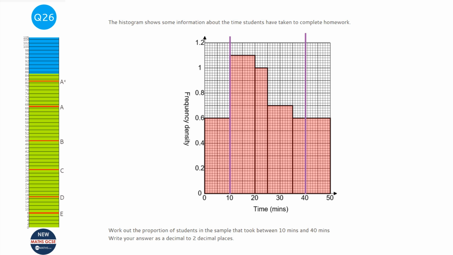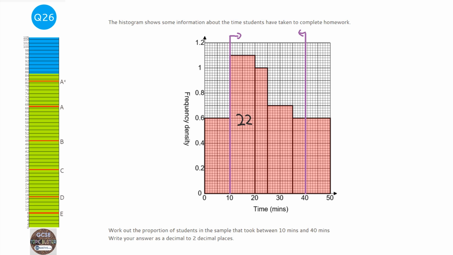So we need two things. We need to know, first of all, how many big squares, and we might as well count big squares, there are between those two, 10 and 40. And we need to know how many there are in total. So let's just have a count: 1, 2, 3, 4, 5, 6, 7, 8, 9, 10, 11. So that's 11 twos. So that's going to be 22 in that rectangle.